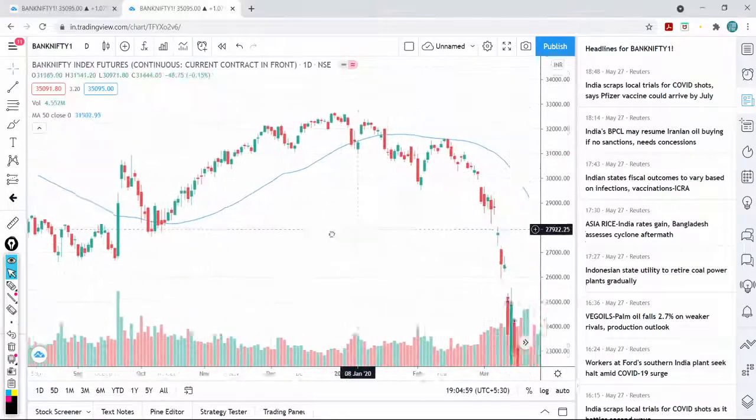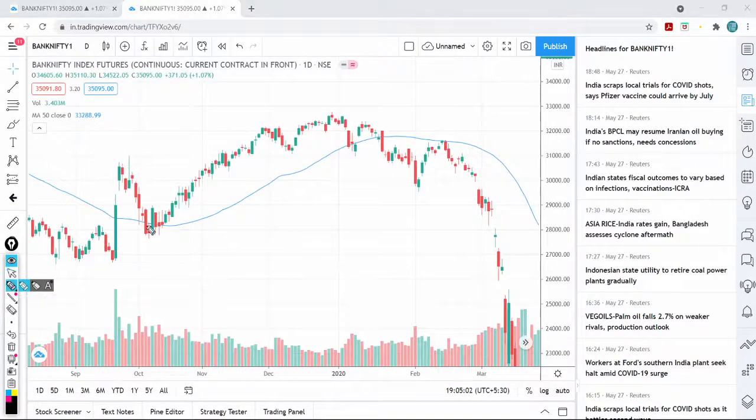Let's take a few more examples here. Look at this. This is an uptrending move. Price is breaking the moving average. Just because the moving average is breaking, it doesn't mean the trend has reversed down. No. What is happening now? Breaking and reversing back up.